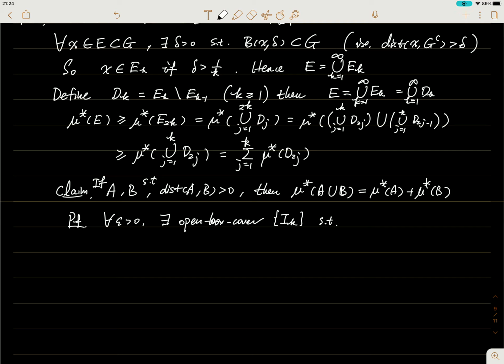And for any of this open box cover, just make sure that I will cut it into smaller pieces. For each I_k, if the diameter is large, I will cut it small until the diameter of the I_k is smaller than half of d. Okay, I can always do this. Its d is this distance, it's positive. So the purpose of doing this is I have an open box cover for the union of A and B.